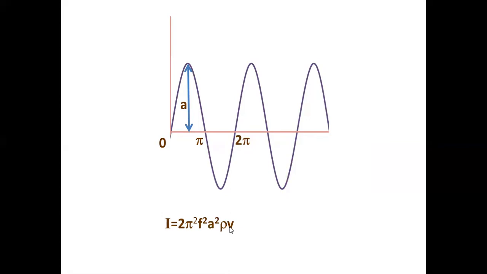That is V. So this formula is very important, but we need only a part of the formula. We don't want the full formula here. So intensity of any wave is equal to 2 pi squared f squared a squared rho v, where f is the frequency of the wave, a is the amplitude of the wave, rho is the density of the medium through which it is traveling. In a denser medium, sound or any wave travels with more intensity. V is the speed of the wave.